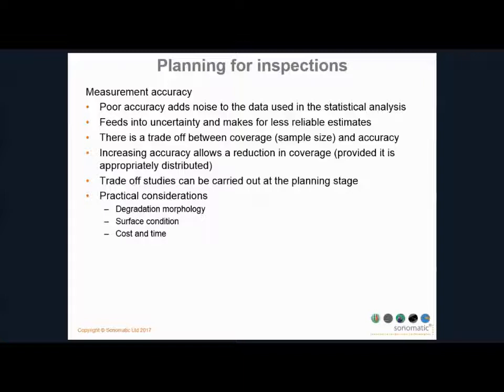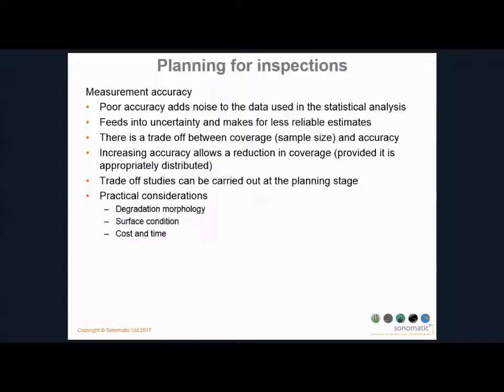So by increasing accuracy, in many cases you can reduce the sample size that you need in order to give you the same level of reliability of estimates. So there can be a cost benefit to more accurate and reliable inspection. It's important to do trade-off studies at the planning stage to understand what does represent an appropriate level of coverage with a given accuracy. And there are some practical issues that affect accuracy.